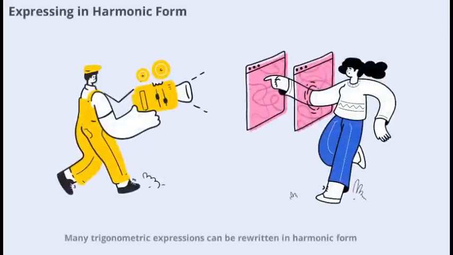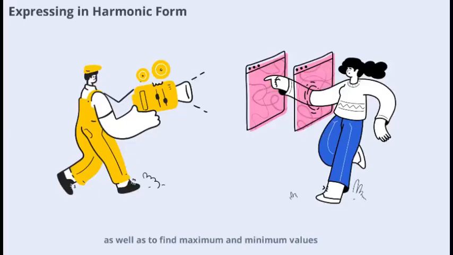Many trigonometric expressions can be rewritten in harmonic form, such as r sin(theta minus alpha) or r cos(theta plus alpha). This makes it easier to analyze and solve equations, as well as to find maximum and minimum values. The process involves using identities and comparing coefficients.